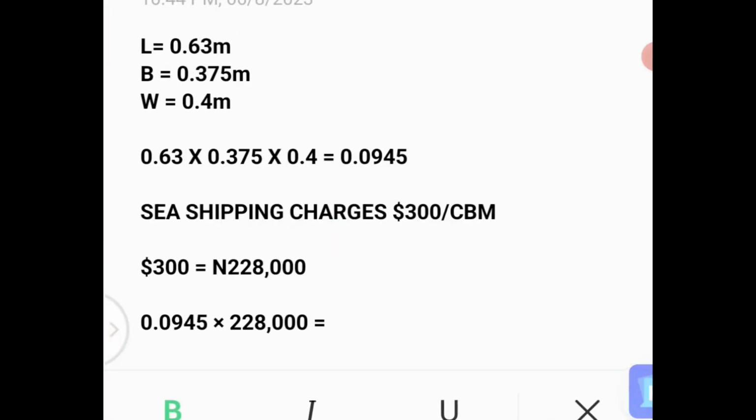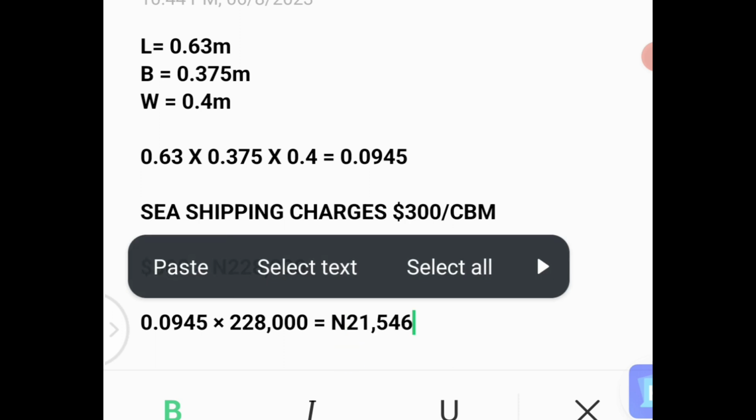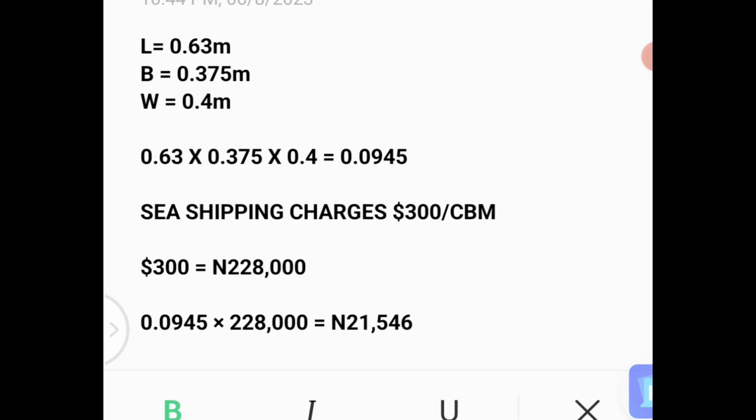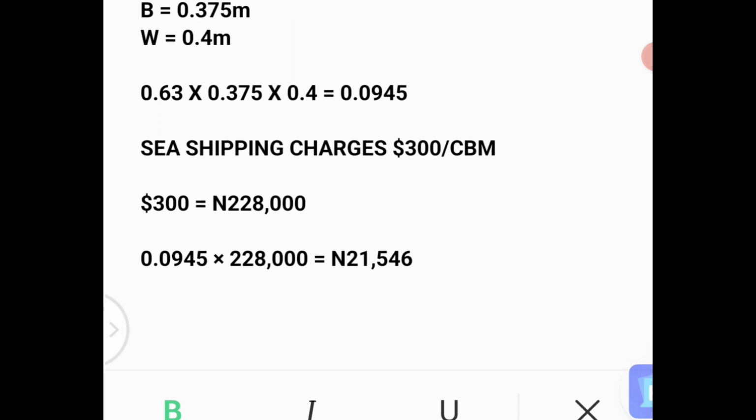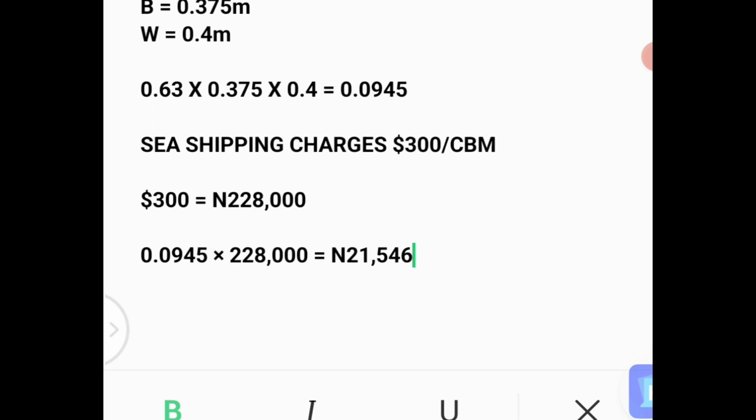21,546. Copy, and then I'll go back here and write, remember this is in naira now, because we converted it earlier. So this will be 21,546. Now this is my shipping cost for shipping that particular washing machine. This is what I'll be paying my shipping company, 21,546. Do you understand how to calculate your estimated shipping cost? This is it here. I just did it practically for you right now. It is this simple.